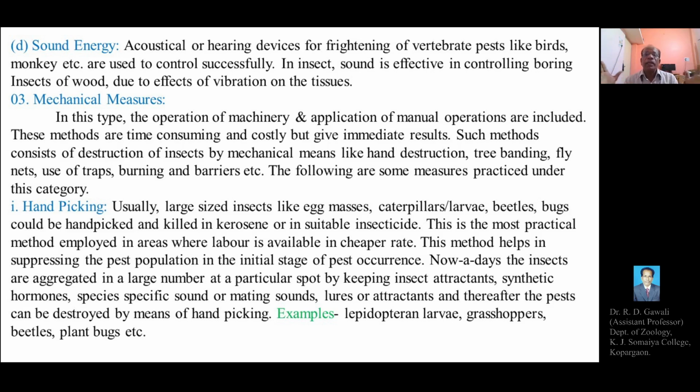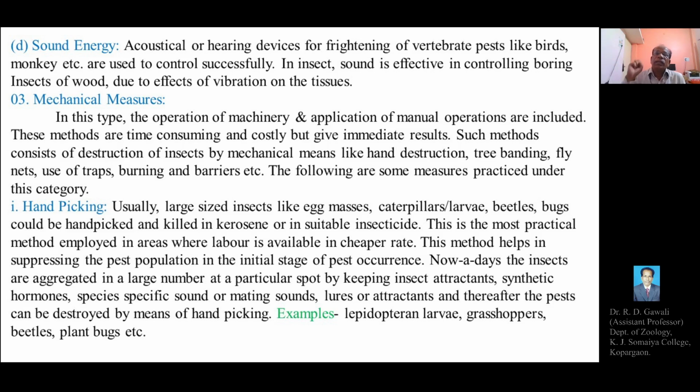Nowadays, the insects are aggregated or collected together with the use of different types of chemicals such as insect attractants or synthetic hormones, or the use of species specific sound or mating sound, or the sex attractants. So these are the different types of chemicals which can be used for the attraction or aggregation of different species of organisms at one spot, from where they are then collected and destroyed by using a certain insecticidal solution or kerosene. In this way, lepidopteran larvae, grasshoppers, beetles, and plant bugs can be killed or destroyed by this method.